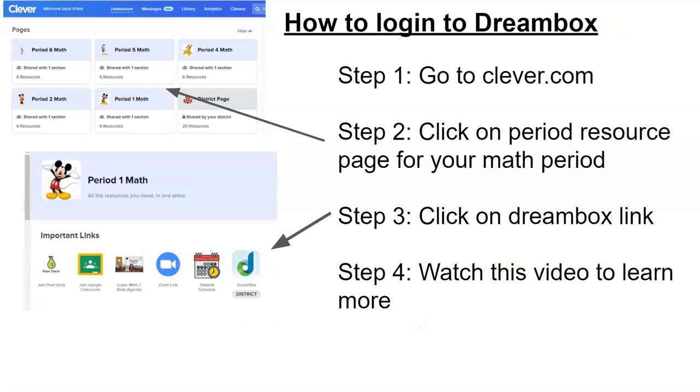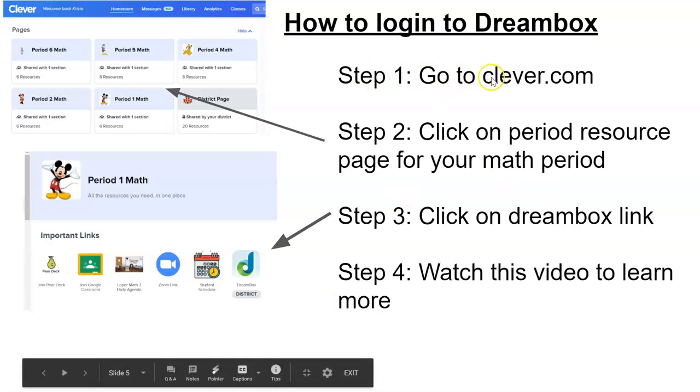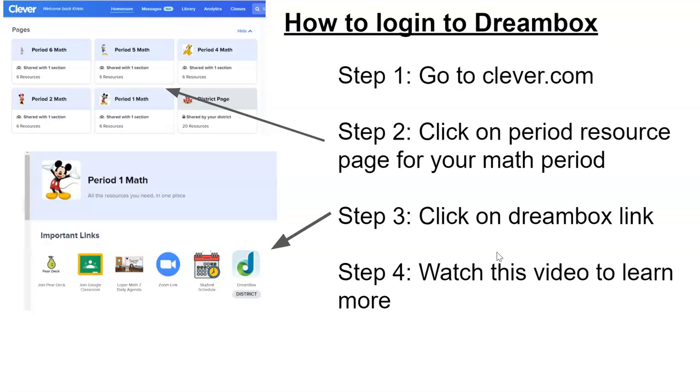Okay, so Dreambox. It's super important that you guys are doing Dreambox every single week. So you always have to access Dreambox through Clever every single time. Then you click on your period resource page, click on the Dreambox app, and there is no video to learn more, but all you have to do is complete 5 lessons a week. I'm not assigning you specific lessons, but you need to do 5 a week. And I'm going to start giving extra points for those people who are doing those 5 lessons a week. And I'm going to start holding students after class to talk to them if you're not completing your 5 lessons a week.